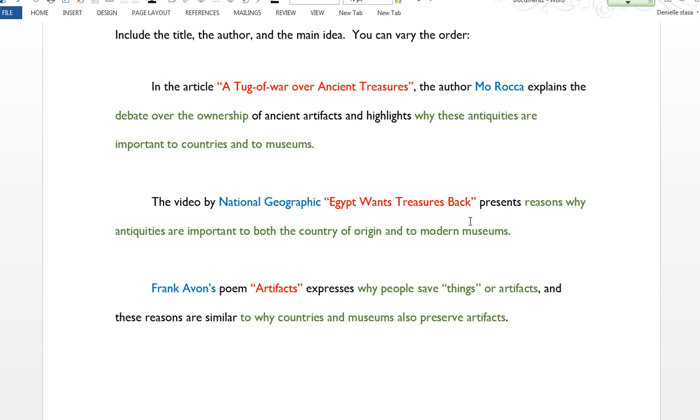And then again, you're going to just provide evidence. What does the author say? Give the quote, and how does this help us understand why these antiquities are so important to people that they're fighting over them.